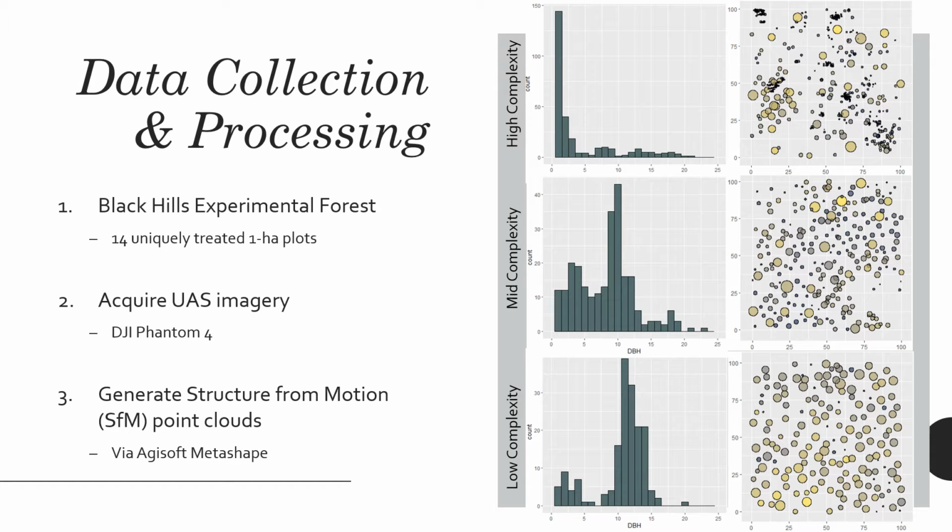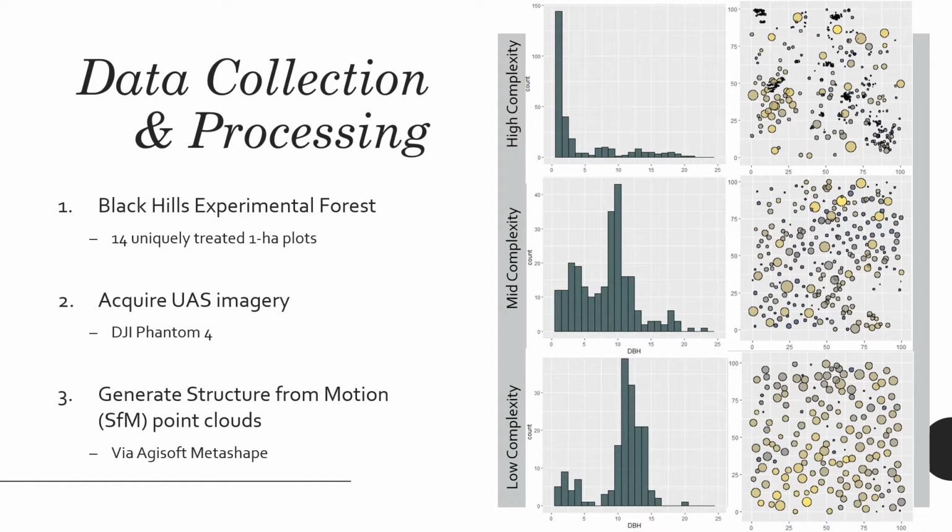To tackle these questions, we were fortunate enough to be provided with STEM maps of 14 ponderosa plots in the Black Hills. They received a variety of treatments resulting in a wide range of forest structures, but for the sake of this presentation, I'm just going to focus on the 3 plots pictured to the right to give you an idea of the range of structure across these plots. So starting from the top there, I'll refer back to these plots as high, mid, and low complexity plots.